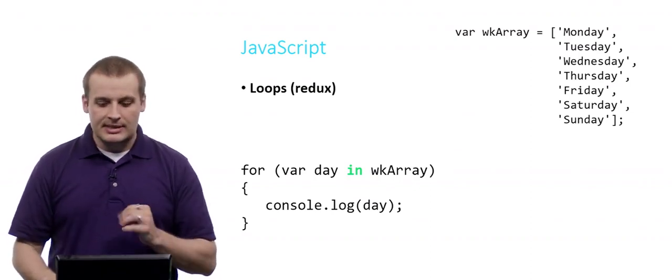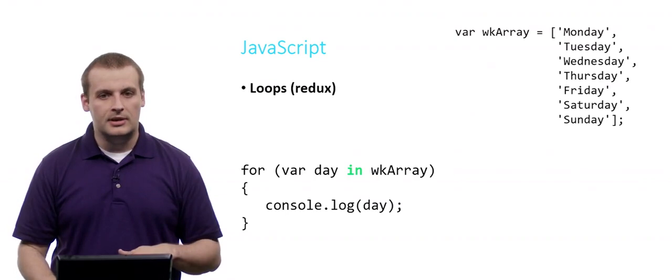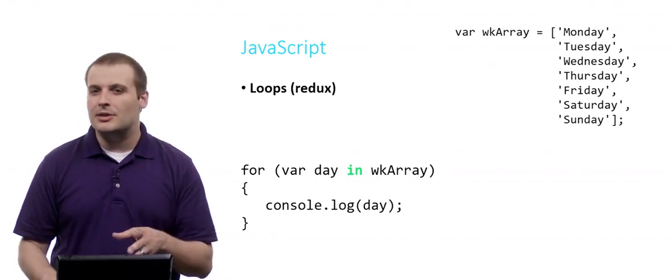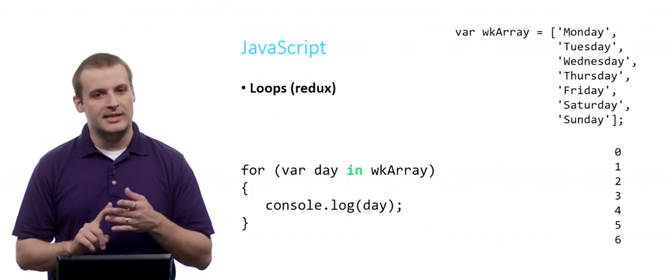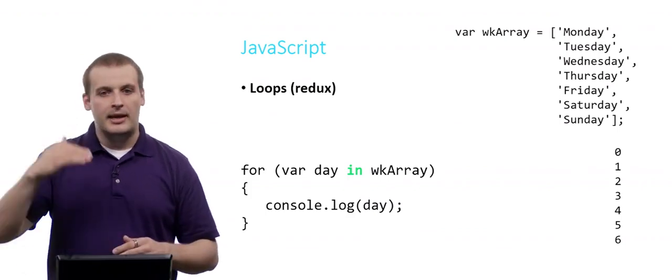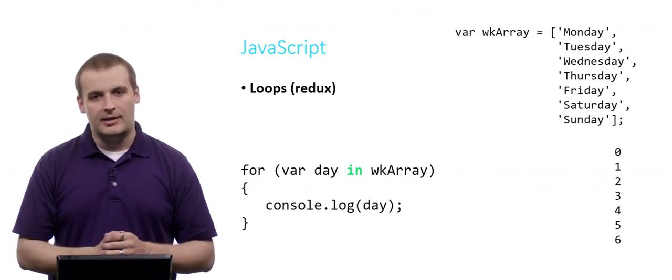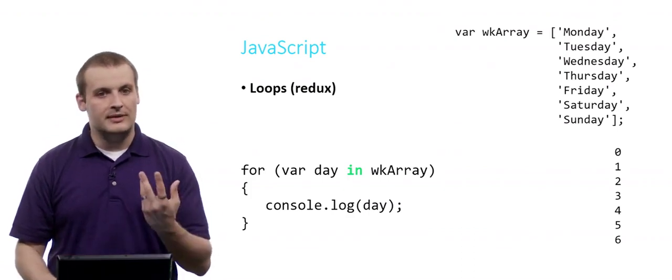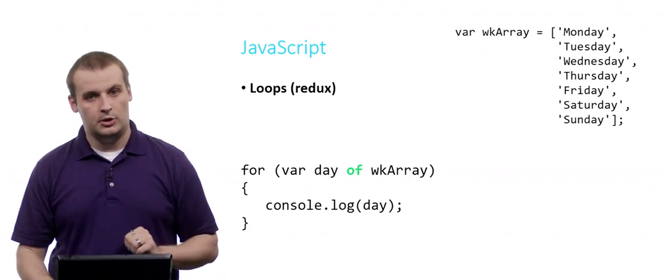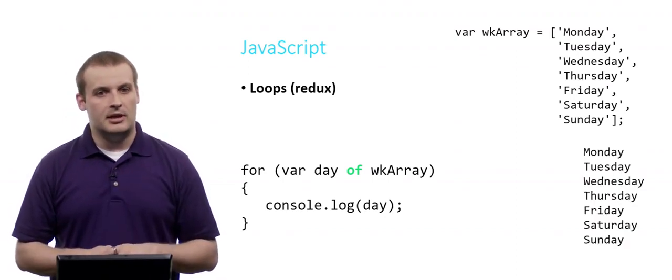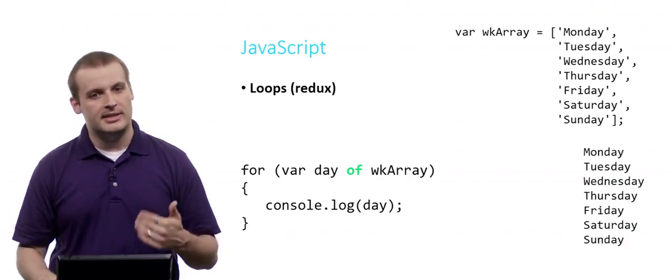What's going to happen when I print this out? It's going to print out a list of all of the keys. Well, in this array, there's really no keys. There's a bunch of indices. So this would print out 0, 1, 2, 3, 4, 5, 6, because there are 7 elements of my array, and I'm logging which element I'm talking about. If I wanted to print out the days instead, I would use a for of loop. And I would get the following printed out to the console: Monday, Tuesday, Wednesday, Thursday, Friday, Saturday, Sunday.